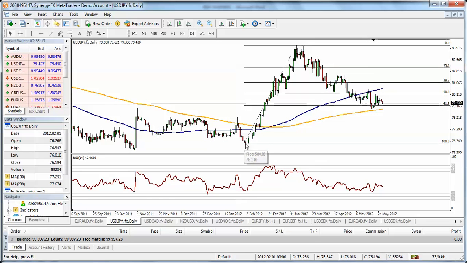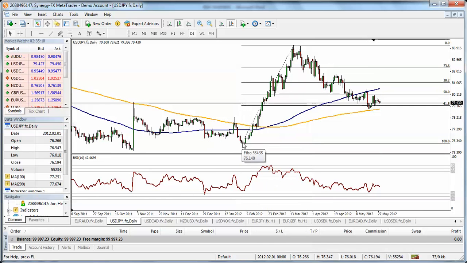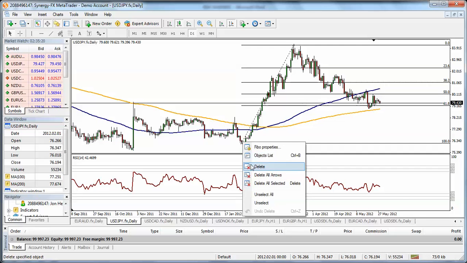So again, a nice pair. No trades yet, but a pair that I will be looking to enter something in the next few weeks.